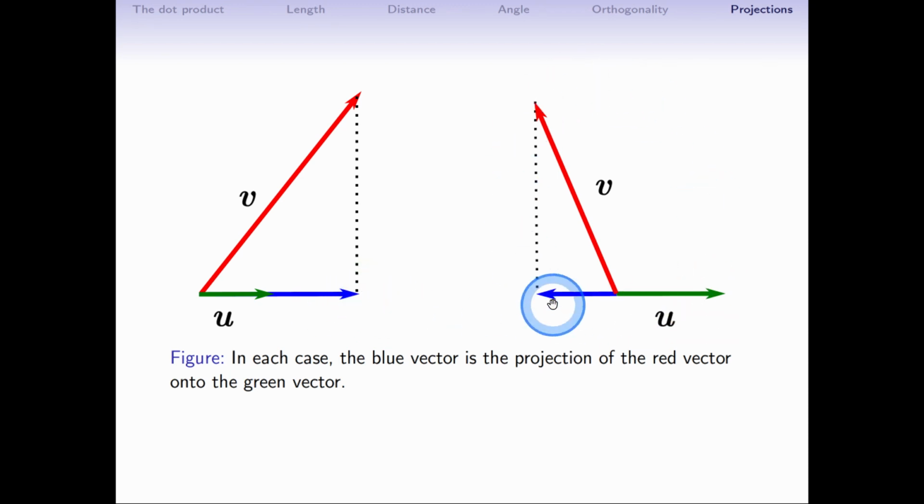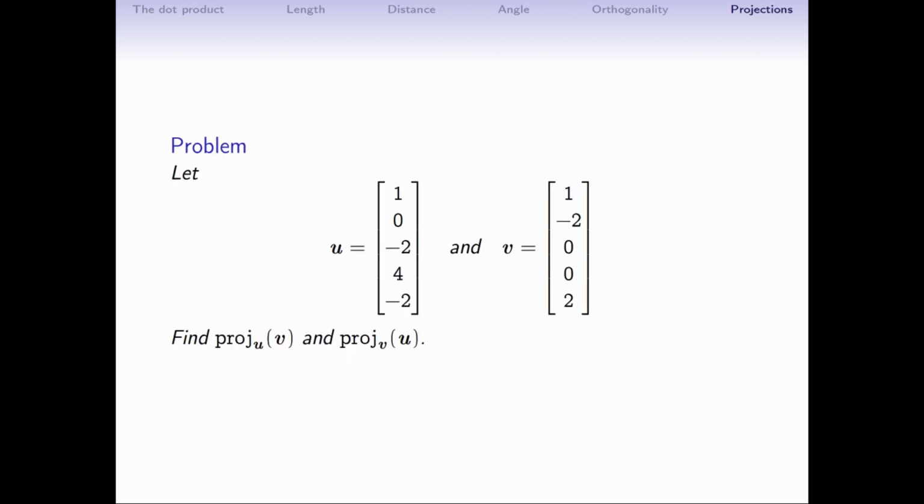We might also have a situation like this, where the angle between u and v is greater than 90 degrees. In this case, I have to flip u. I have to multiply by a negative scalar in order to create the projection of v onto u. So these are all possible. When we're thinking about projections, we have to allow for a lot of different possibilities of how that picture might look.